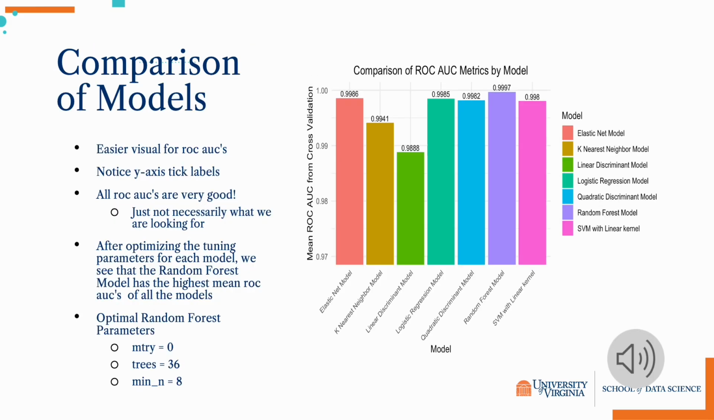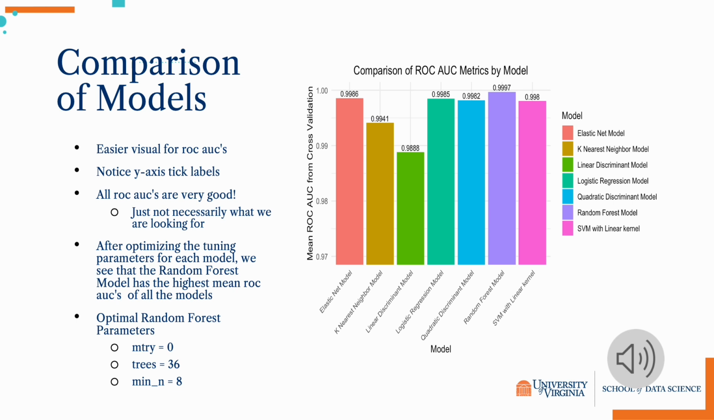Here's an easier visual for the numerical values of the ROC AUC scores. We can see more definitively that the k-nearest neighbor and linear discriminant models have the lowest scores. This is not to say that the models are bad, but rather the k-nearest neighbor and linear discriminant models did not perform as well as the other 5 models we trained. The ROC curve is a visual representation of the trade-off between sensitivity and specificity of a model. More on what this means for the results.